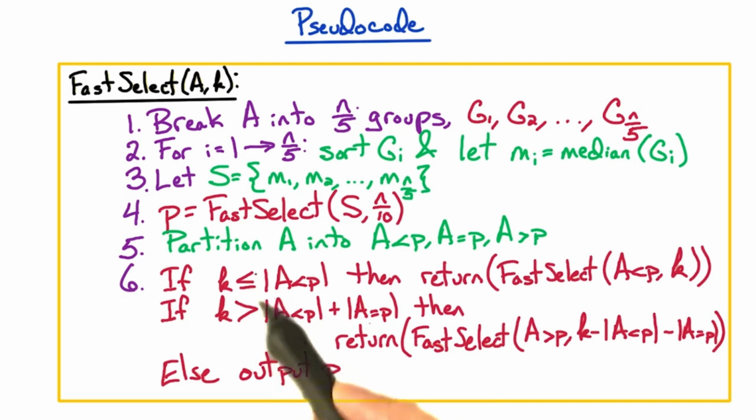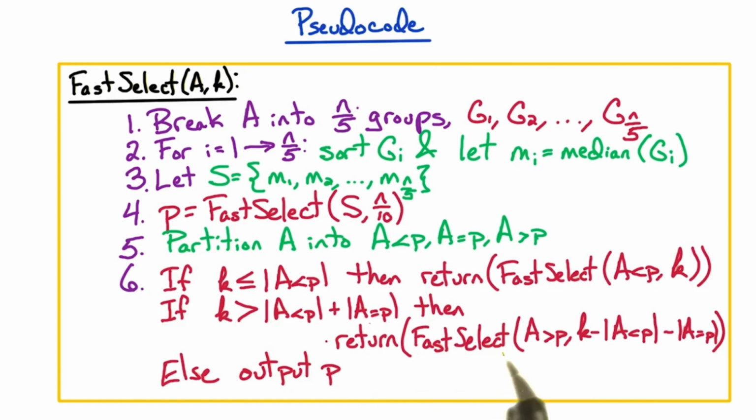Finally, if neither of these 2 cases held, then we know that the k smallest lies in the equal set, and therefore we simply output P. Now these 3 cases are simply the same as we detailed before for the quick select algorithm. This completes the pseudocode for our algorithm.